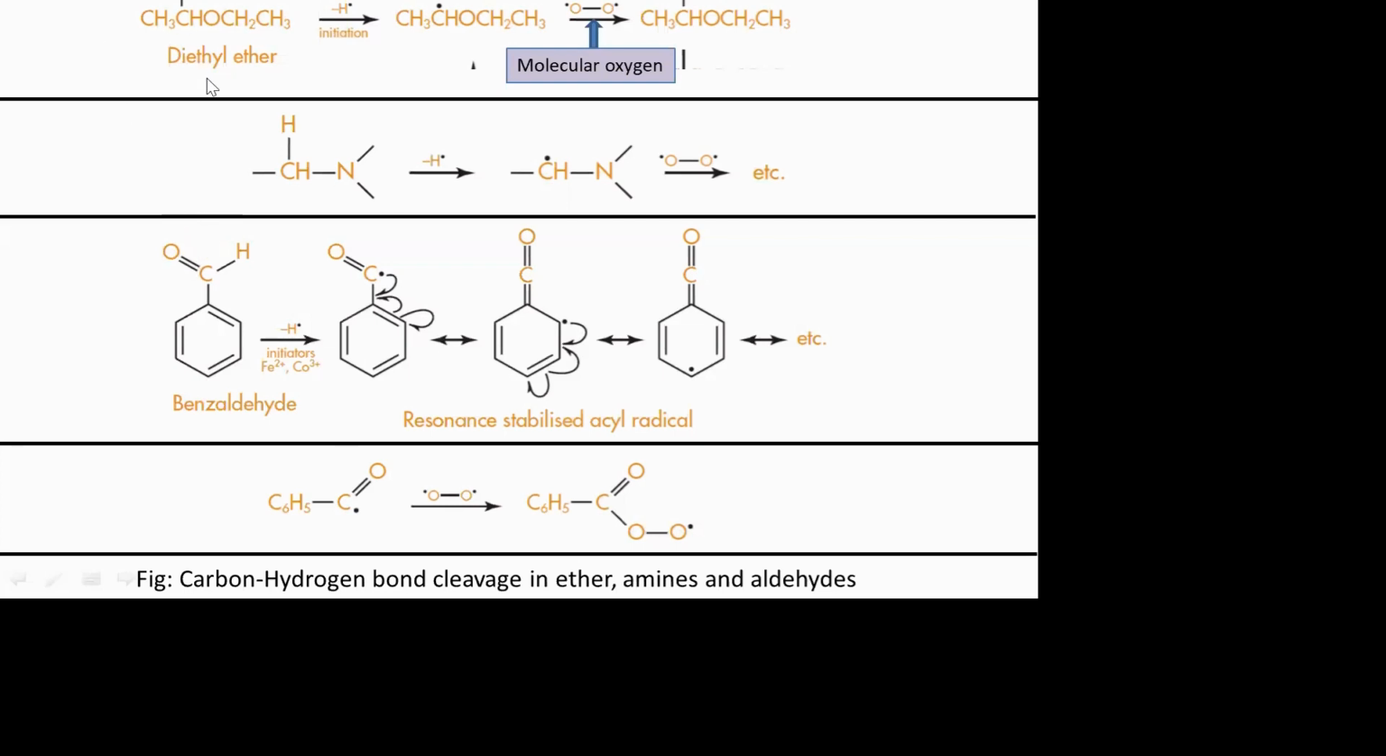Let's see how this ether, aldehyde, and these amines are changed to free radicals. For example, if this is diethyl ether, this C-H bond will break. That is, homolytic fission occurs, and it will form a free radical. The hydrogen radical and this radical of diethyl ether will react with oxygen to form different radicals. In this way, the C-H bond of amine will give a radical. These are the examples of auto-oxidation of these molecules.